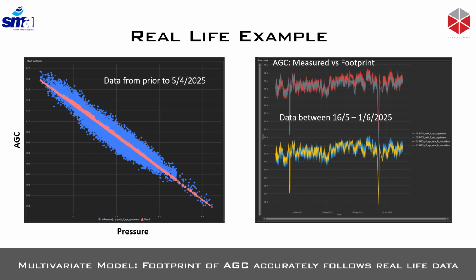You can actually see the comparison between the footprint data and the actual data. In this case, the top one is gray, which is the footprint data, and red is the actual data. On the bottom, the blue one is the actual data, and the yellow one is the footprinted data. So as you can see here, using the multivariate model, the footprint of AGC accurately follows real life data.